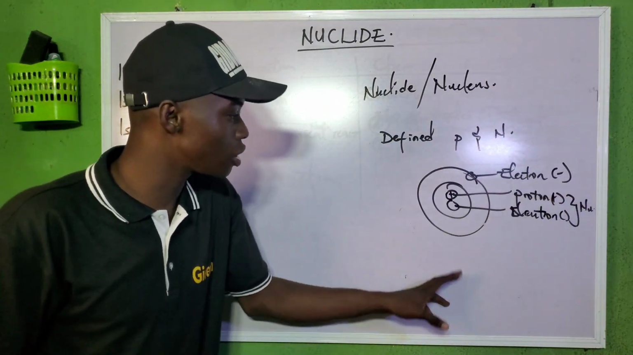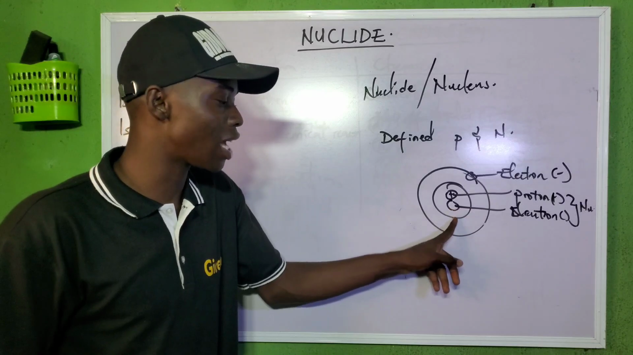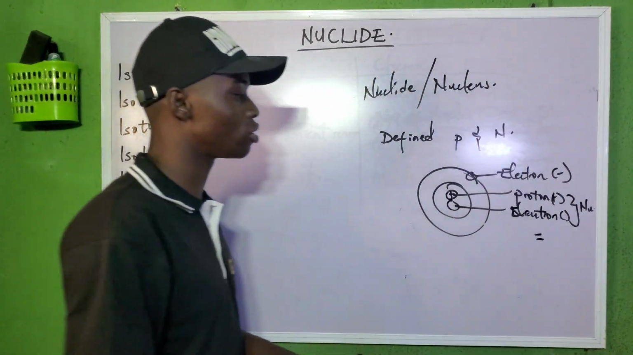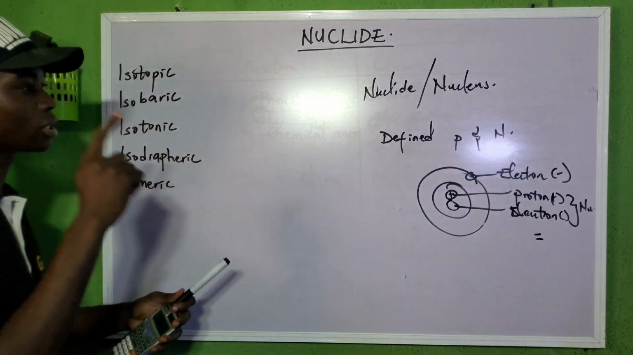My question is, if the proton is positive, the electron is negative, and the neutron is neutral, what charge does the nucleus have? Which is the combination of positive and neutral, what charge does it have? So if you know the answer, please drop it in the comment section. The nucleus has what charge?